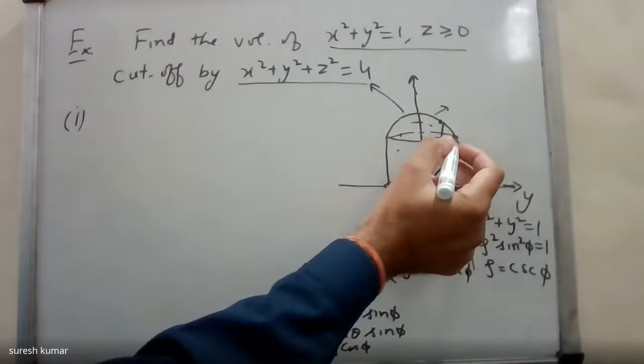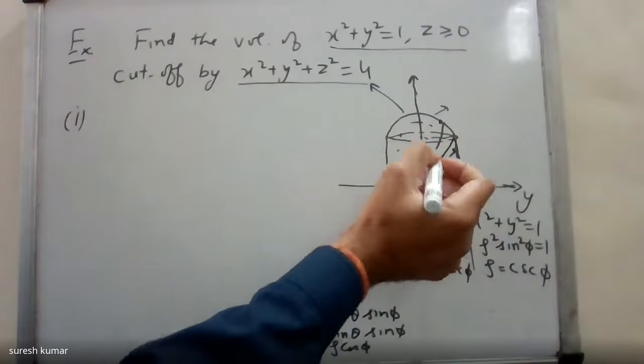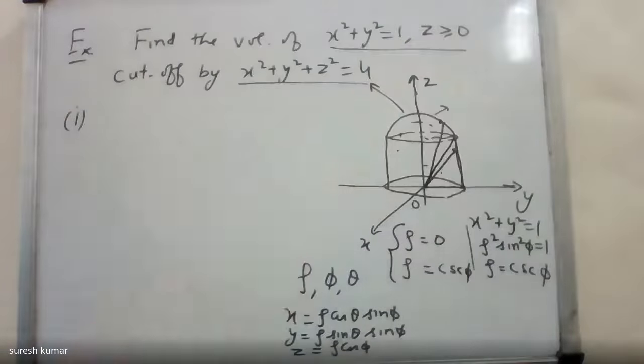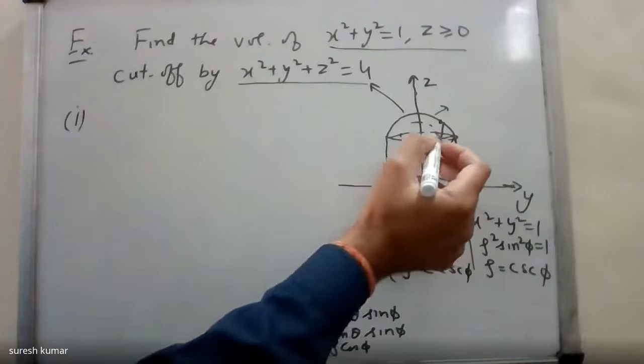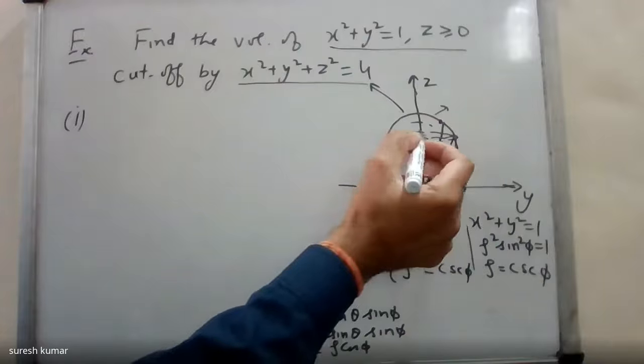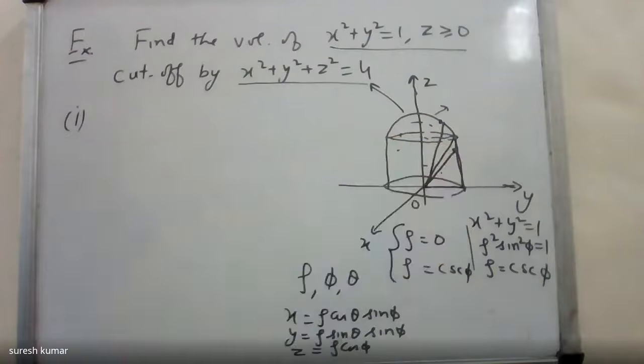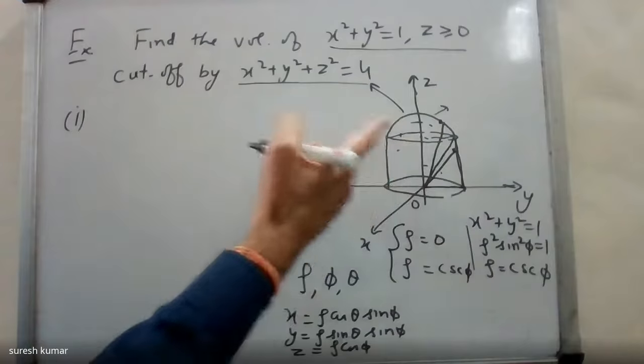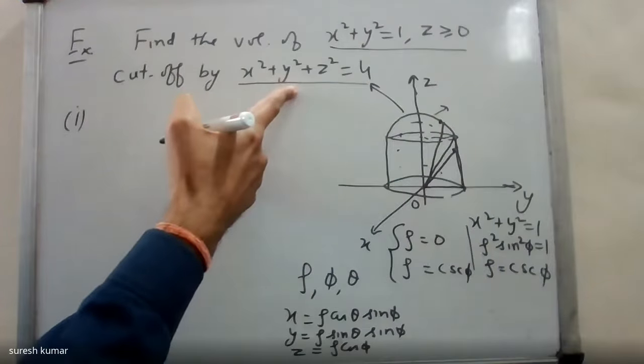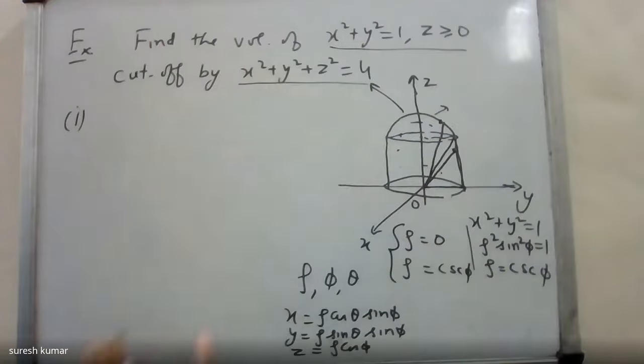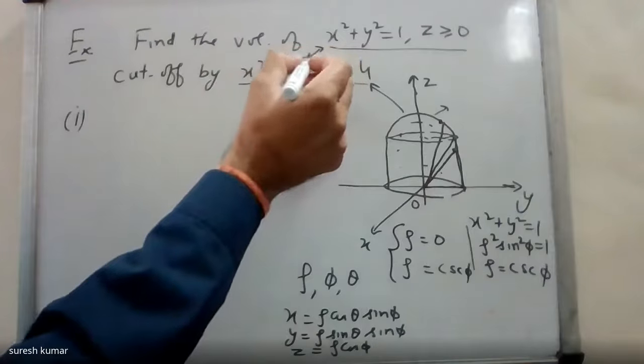Means what is the angle of this line with the positive z-axis. Can you find it? For this, first you need to find the plane where this circle lies. The circle is the intersection of the sphere and the cylinder. What is the intersection of these two? Can you tell me?